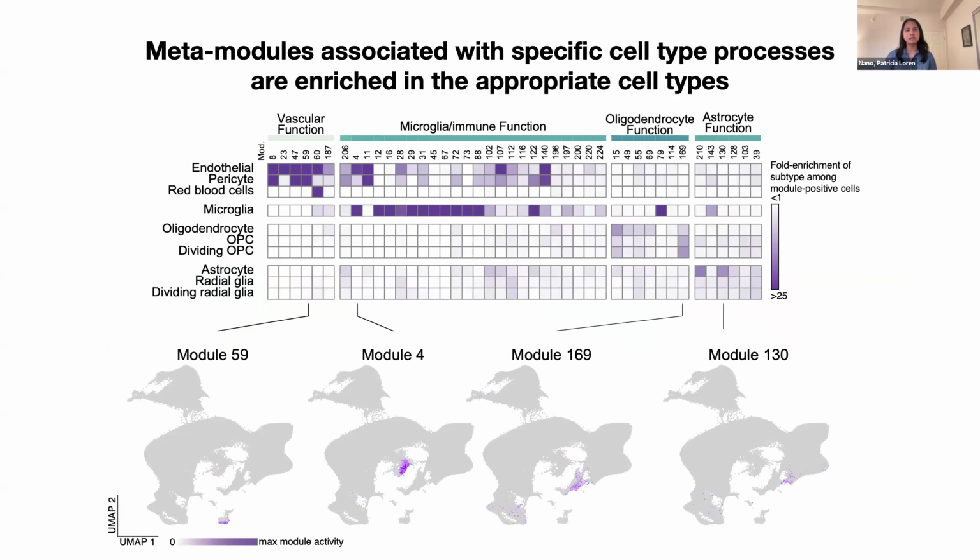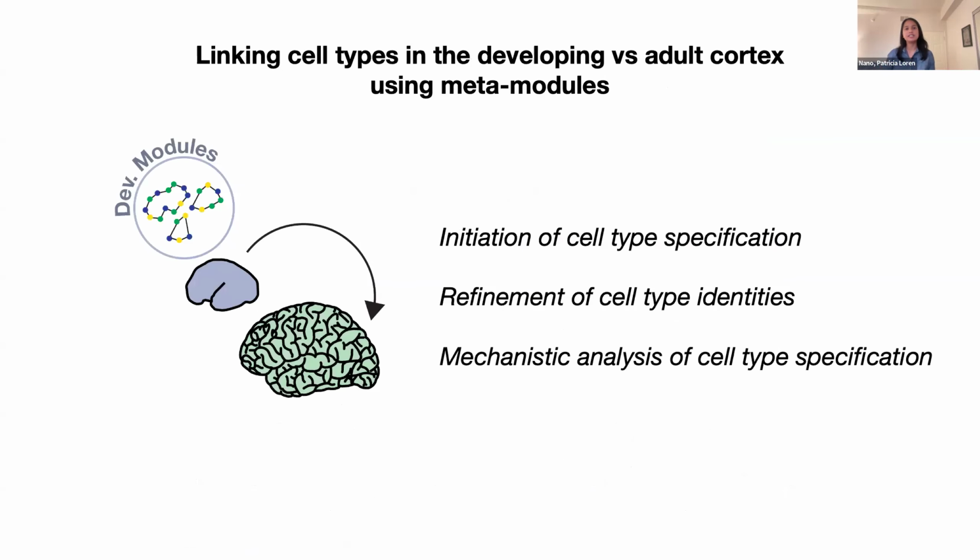It might be simply too early to see a very strong signal from glial cells in our data sets. Okay, all of this gives us greater confidence that what we're seeing here are meta-modules that can give us insight into biological processes of how cell types are initiated and refined and through what mechanisms.